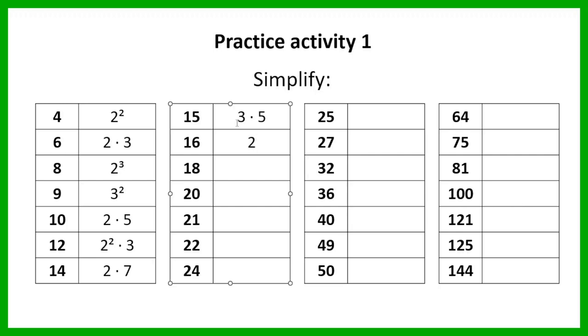16 is 2 to the power of 4. 18 is 2 times 9, which is 3 squared, so 2 times 3 squared. 20 is 2 squared times 5, because it's 4 times 5. 21 is 3 times 7. 22 is 2 times 11. 24 is 8, which is 2 cubed, times 3. 25 is 5 squared. 27 is 3 cubed. 32 is 2 to the power of 5.